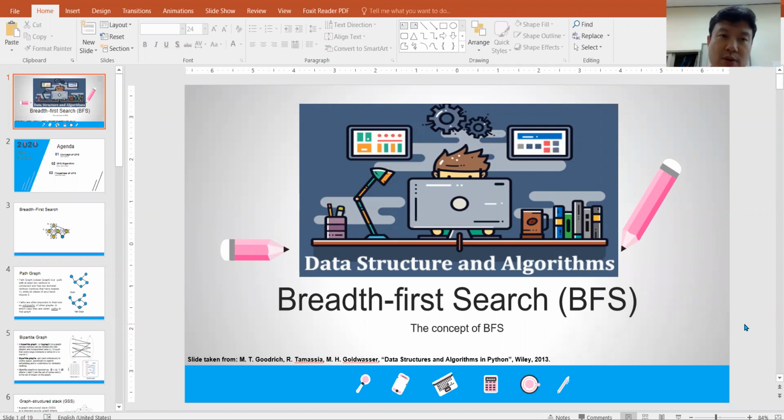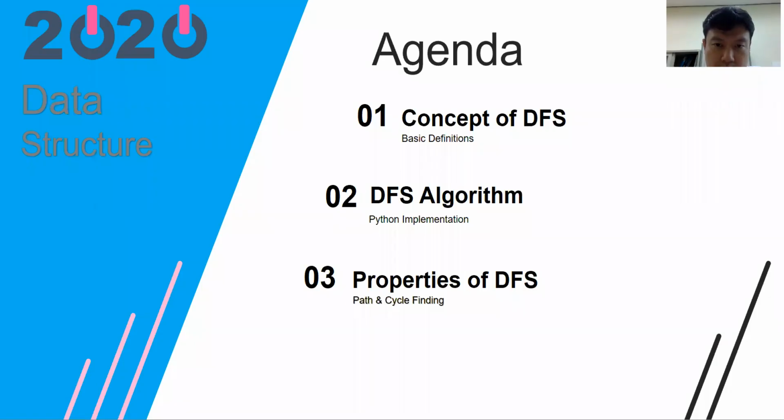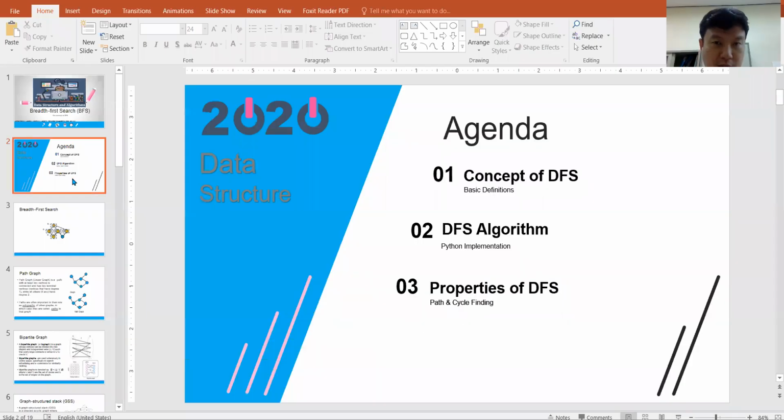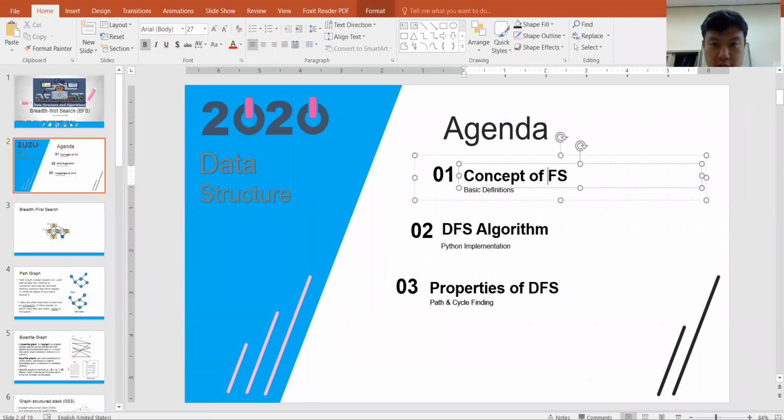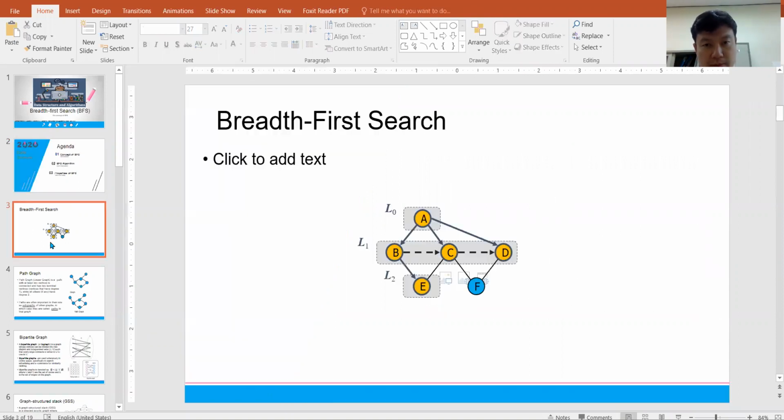Okay, what is the difference between depth and breadth? So let's see. I took this slide from the book Goodrich, Tamassia, Data Structures and Algorithms in Python. Yeah, this is about the BFS. Oh, sorry. I guess I didn't update this one. Yeah, it should be about BFS. Okay, what is breadth first search?